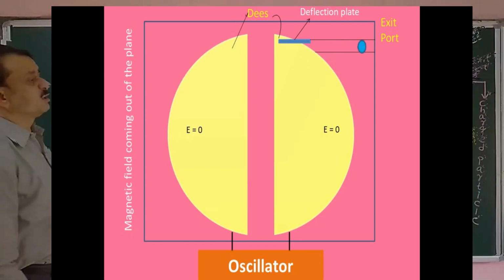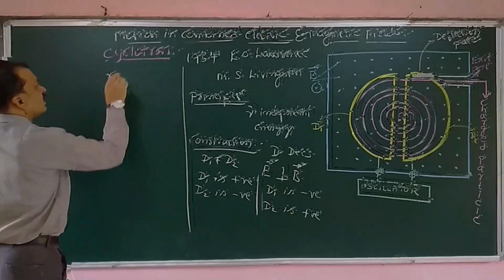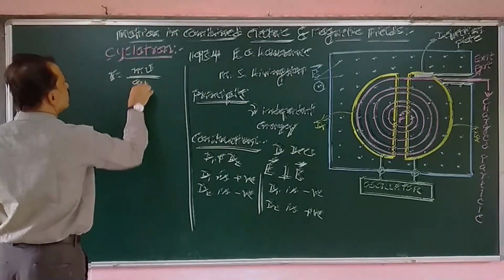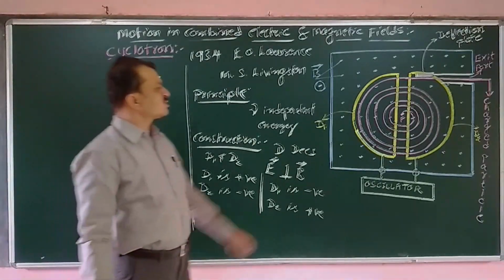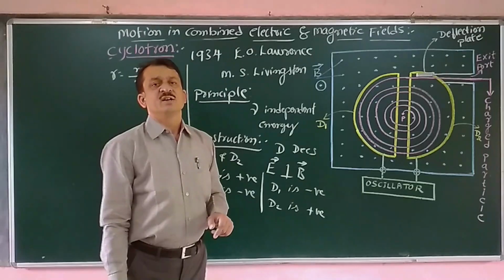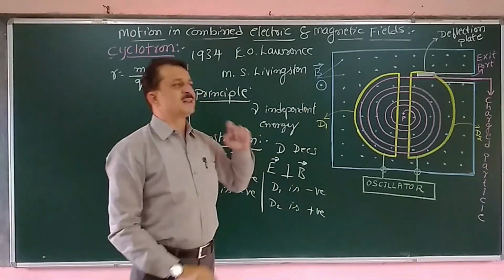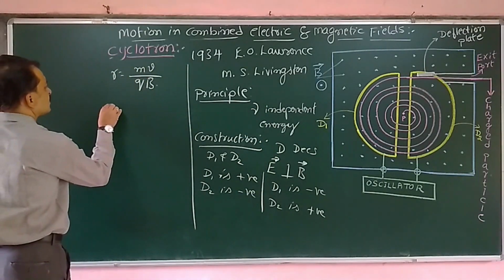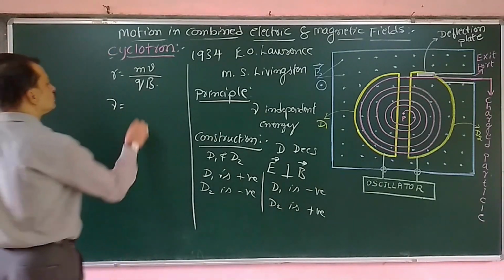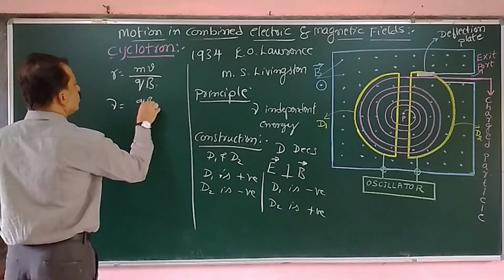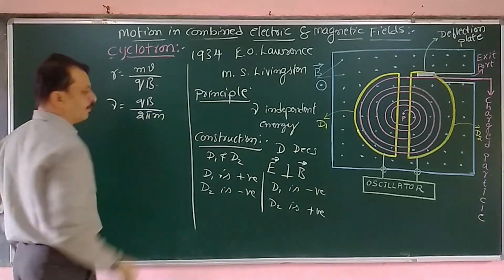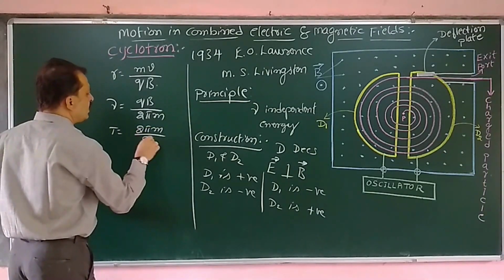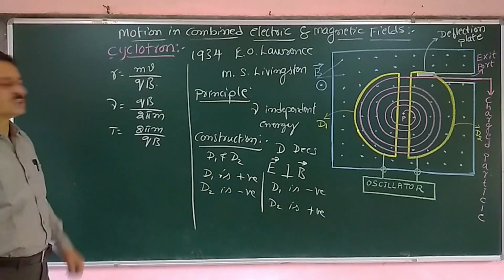We are already familiar with the radius. Now, radius in circular motion is given by m v divided by q B. And also, since it works on the principle that frequency of revolution is independent of kinetic energy, we have the expression for frequency nu equal to qB divided by 2 pi m. Our time period T is given by 2 pi m divided by q B. We have these relations.